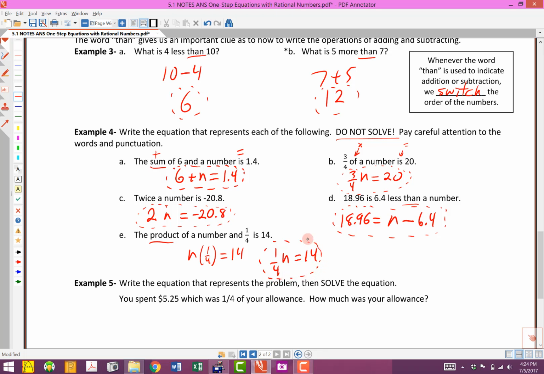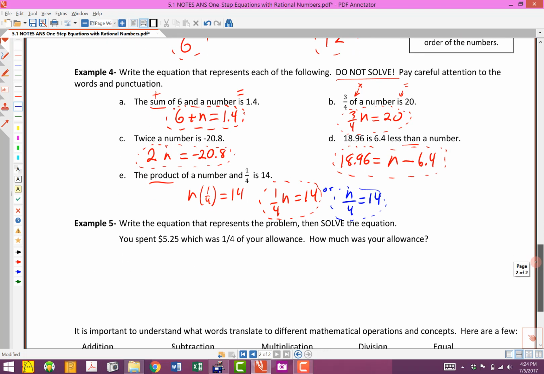Or another way that we could do this is, remember, we could multiply these together, kind of think of that as a fraction, and we could do 1 times n is n, and then 4 times 1 is 4. We could do n divided by 4 equals 14. We could do it that way. Both of those would be okay. Perfectly good ways to do that particular problem. Okay. All right, let's take a look at the next one.